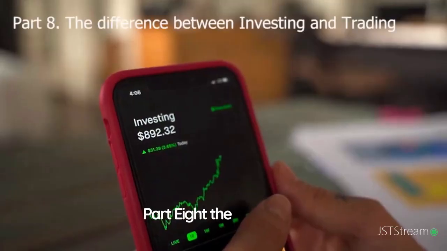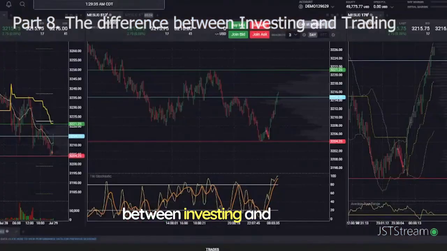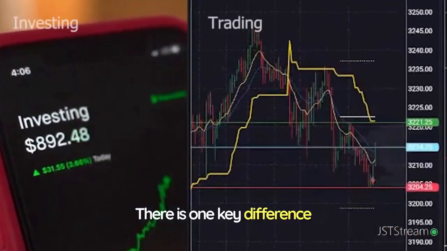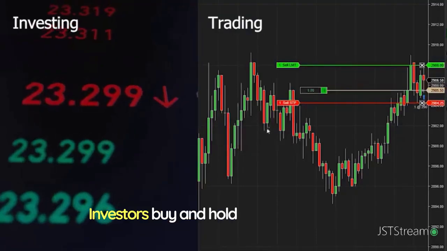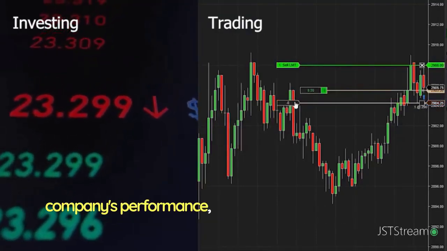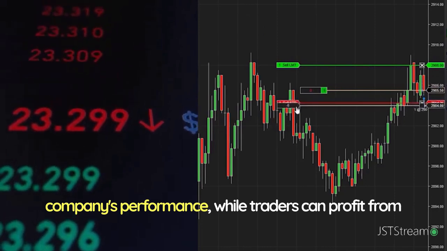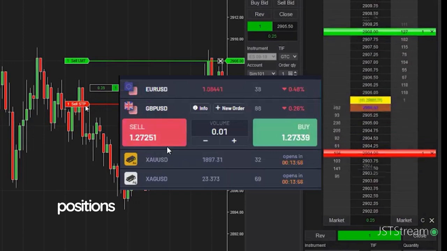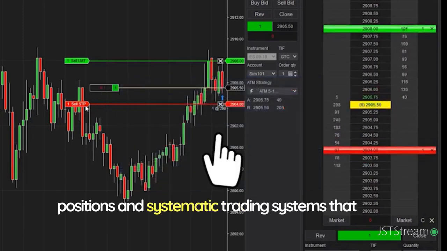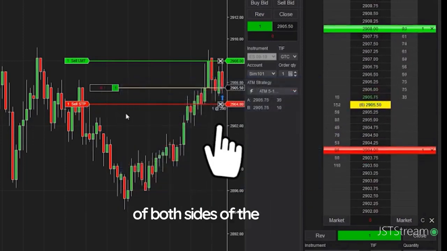Part 8. The difference between investing and trading. There is one key difference between investing and trading. Investors buy and hold stocks based on a company's performance, while traders can profit from both rising and falling markets by using short sell positions and systematic trading systems that take advantage of both sides of the market.